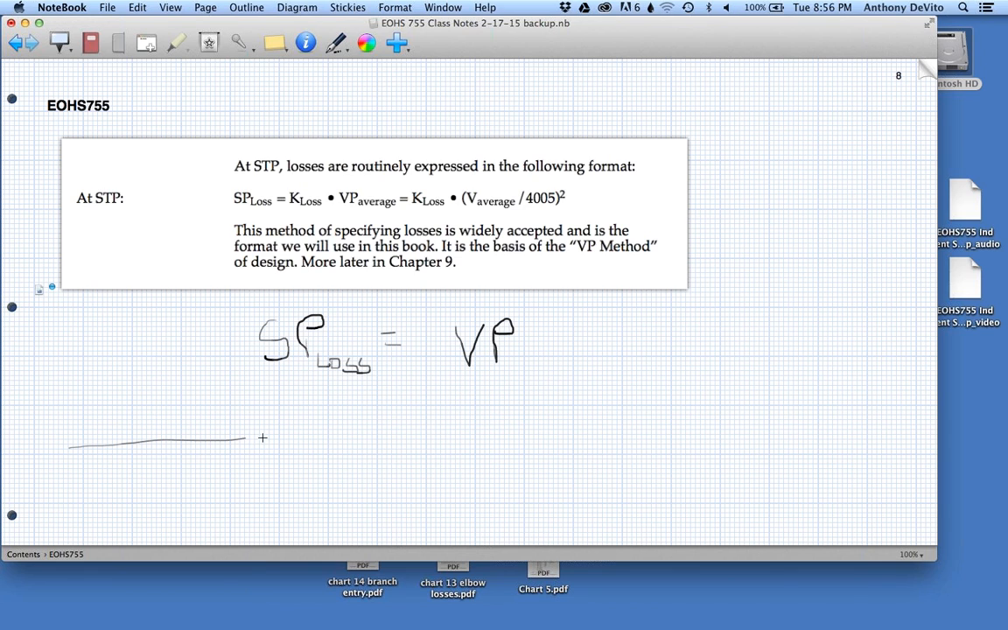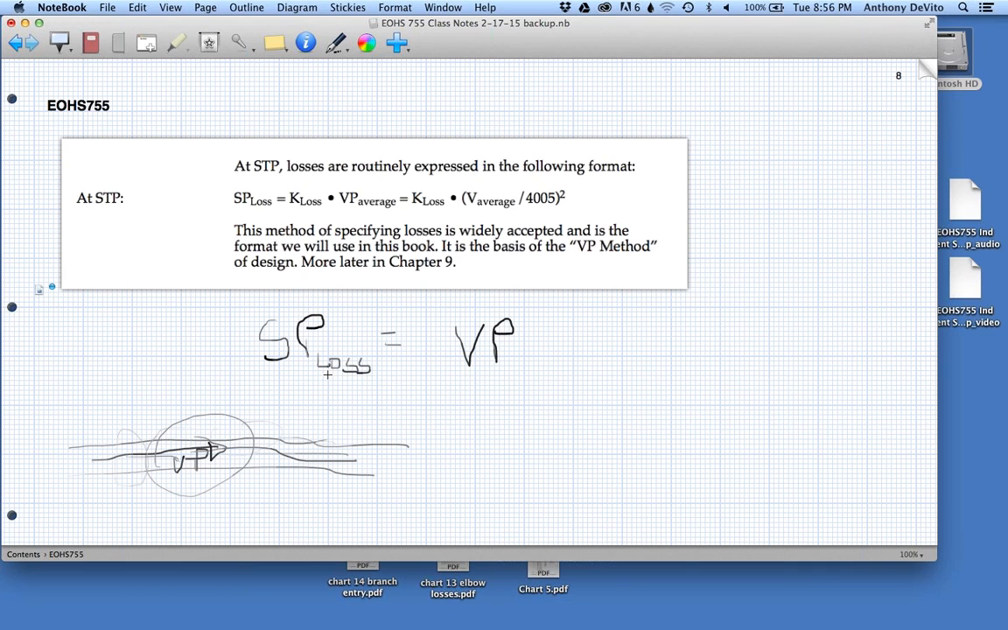Remember, if we have a long duct and we have a certain loss because of friction in that ductwork, the faster the air is moving through there, the higher the velocity pressure, the greater that loss is, because there's more friction. You can imagine it's kind of like dragging something faster, I guess. Well, maybe not.